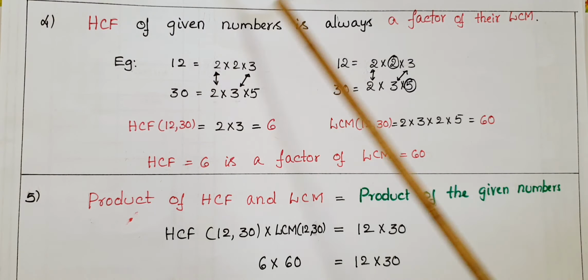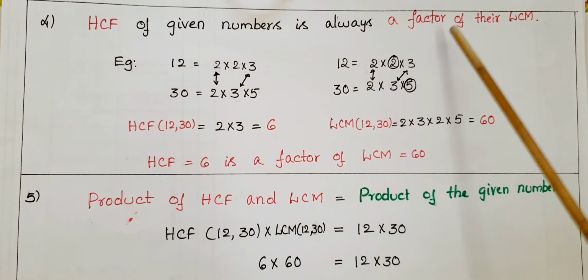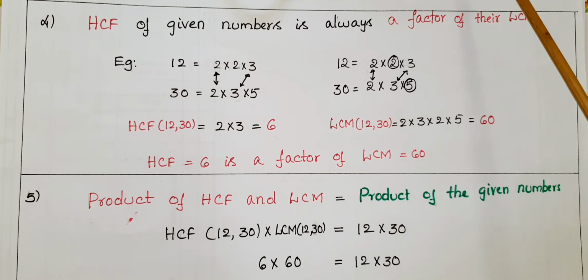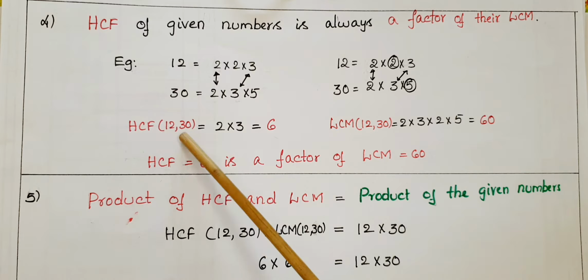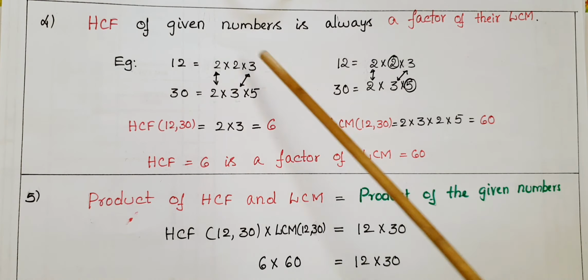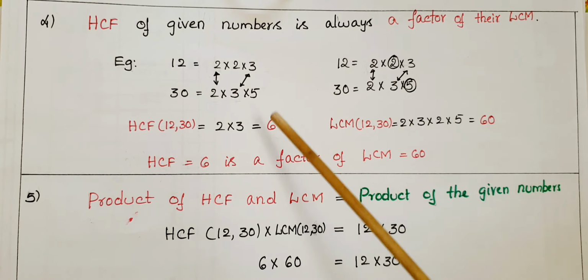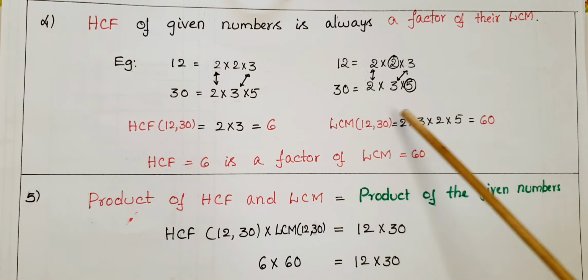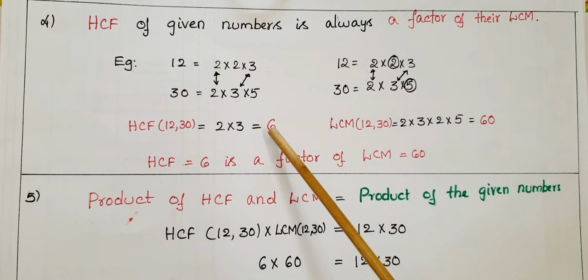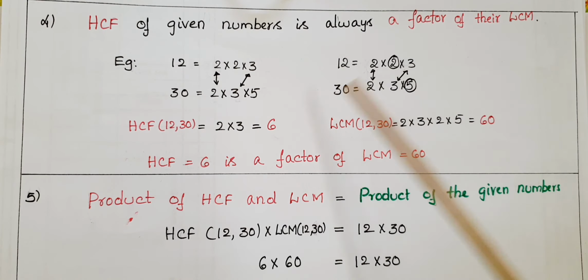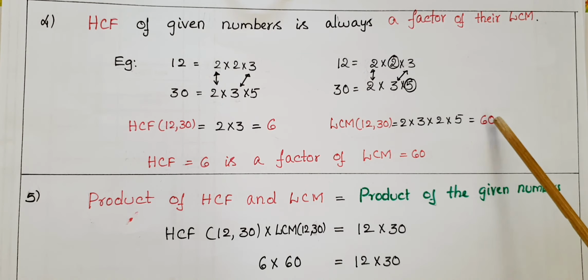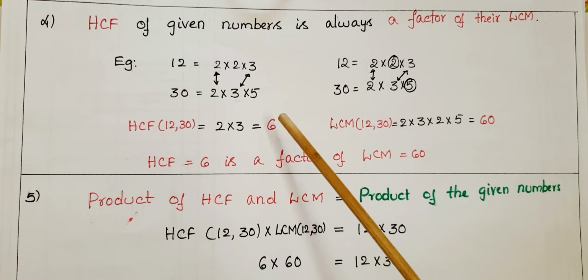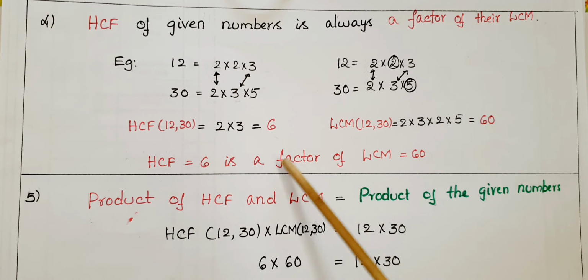Next one, the HCF of given numbers is always a factor of their LCM. Please remember this point. For example, if you take two numbers 12 and 30, the HCF of 12 and 30 is 2 into 3, that is 6. These are the common factors of these two numbers. So here HCF is equal to 6 and LCM is equal to 60. So we know that 6 is a factor of 60. That means 60 is divisible by 6. 6 is a factor of 60, which means the LCM is always divisible by HCF. So HCF is equal to 6, that is a factor of LCM, that is equal to 60.